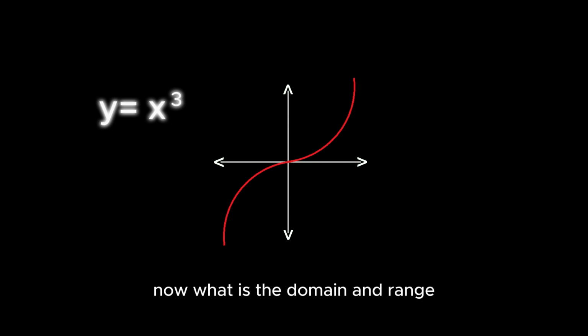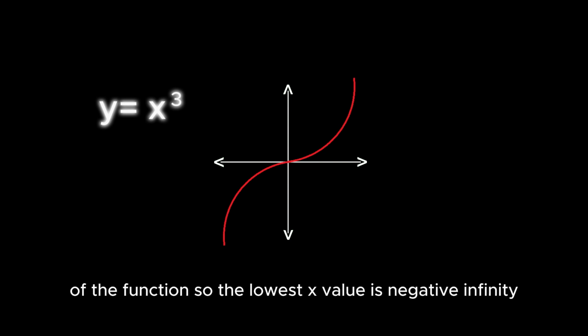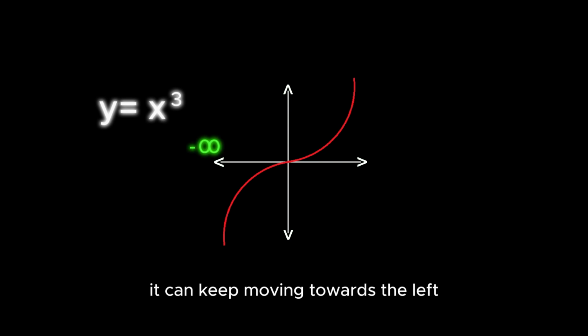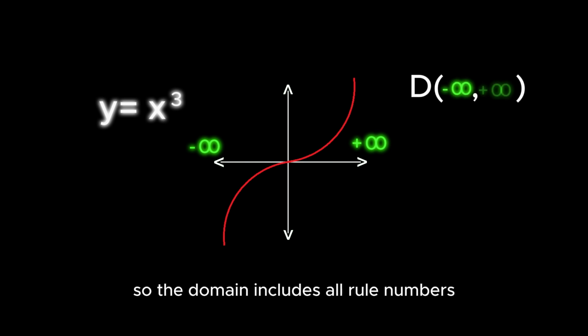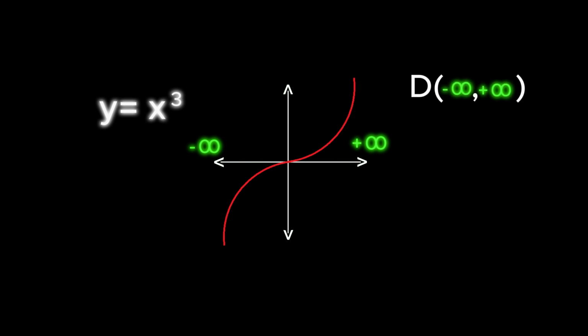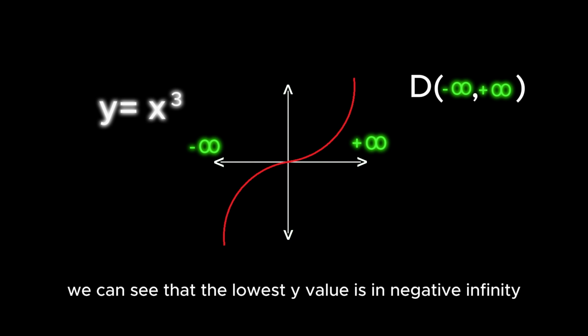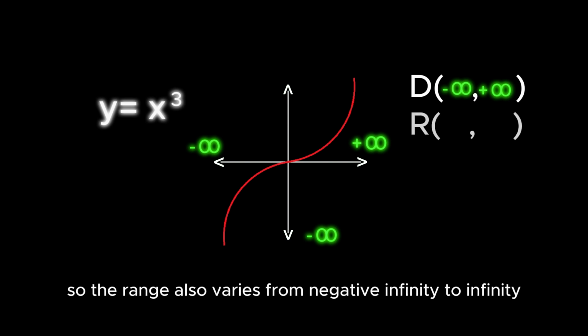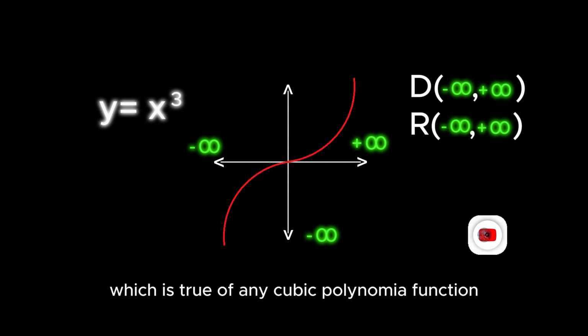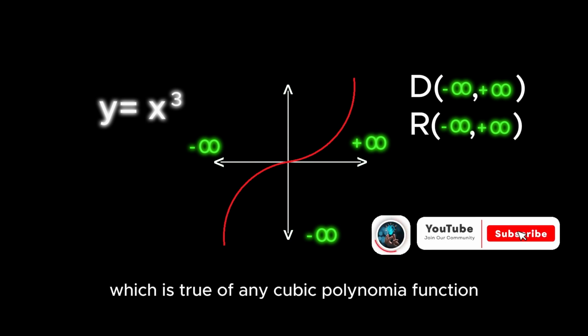Now, what is the domain and range of the function? So the lowest x value is negative infinity. It can keep moving towards the left. And the highest x value is infinity. So the domain includes all real numbers. X can be anything. Now, analyzing the range, we can see that the lowest y value is negative infinity, and the highest is infinity. So the range also varies from negative infinity to infinity, which is true of any cubic polynomial function.